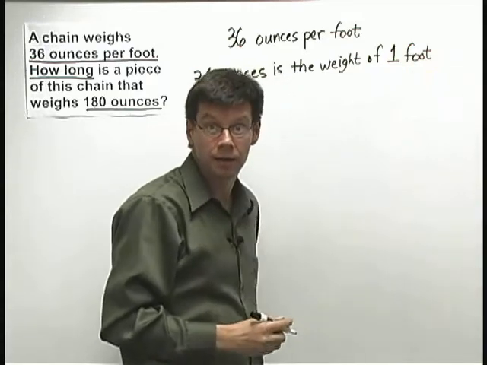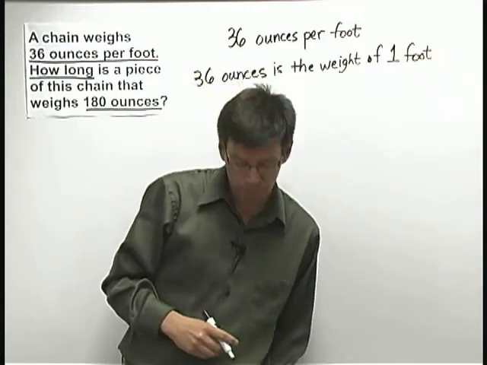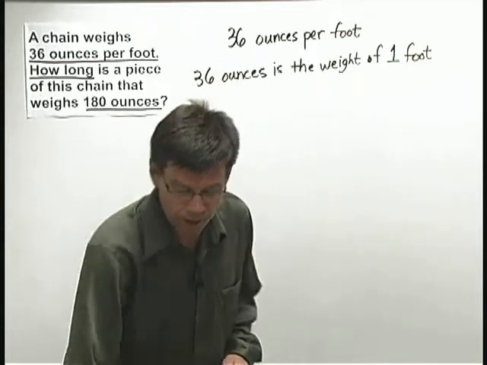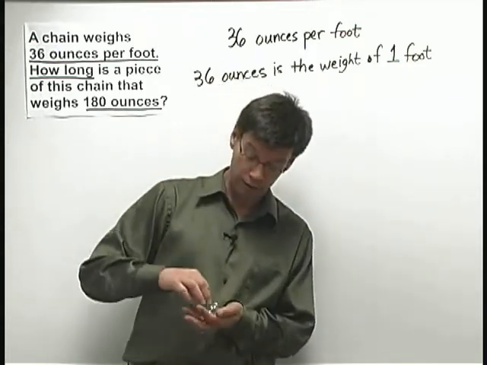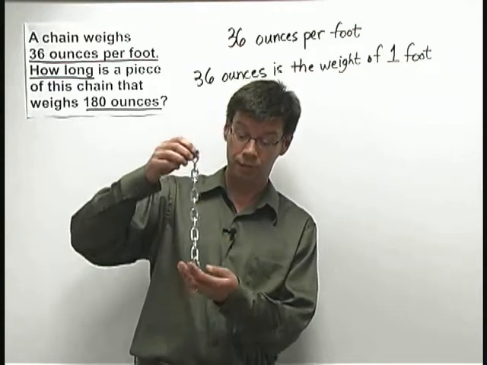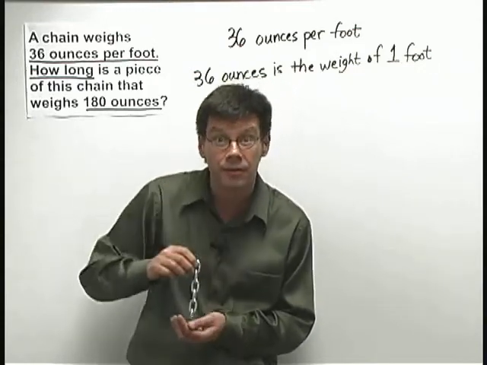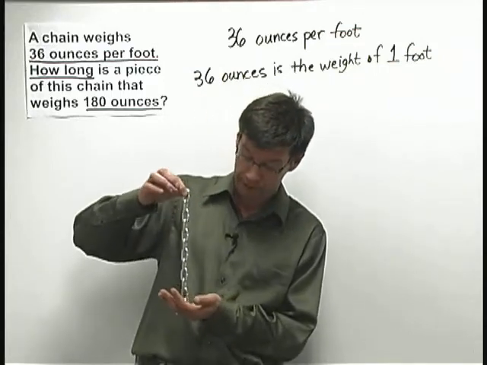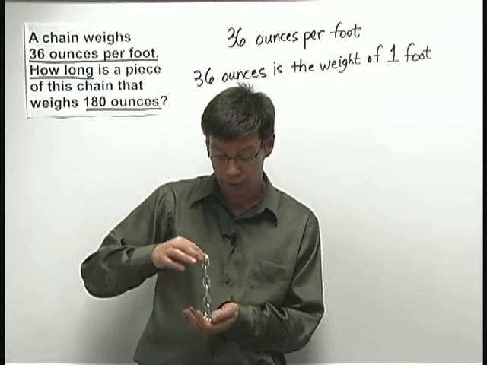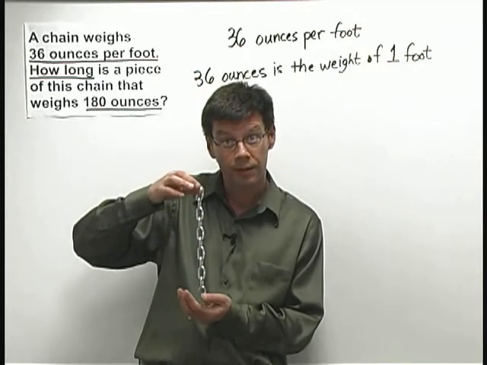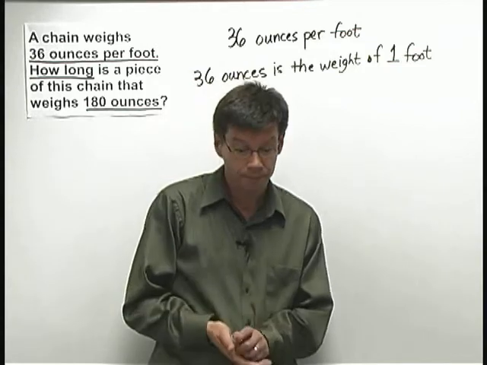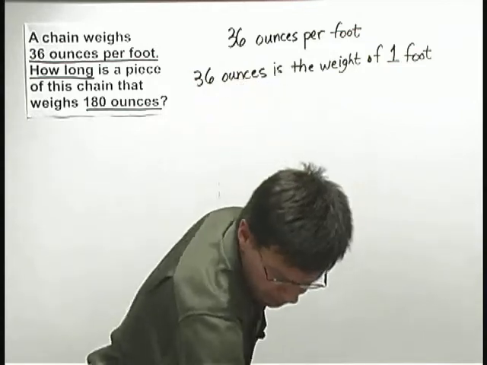of the chain. And in fact, right here in my pocket, I just happen to have a 1 foot long piece of the chain. There we go. Whoa, this is pretty heavy, 36 ounces, that's over 2 pounds. So here's a 1 foot long piece of the chain. Now, we need quite a bit more than this if we're going to have 180 ounces of chain. So let's try to figure this out.